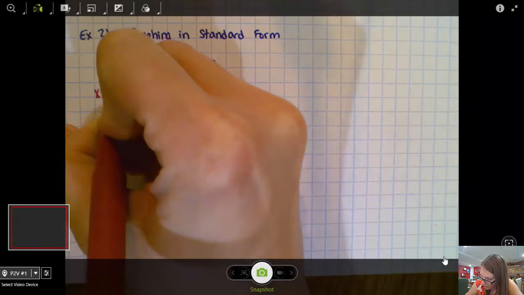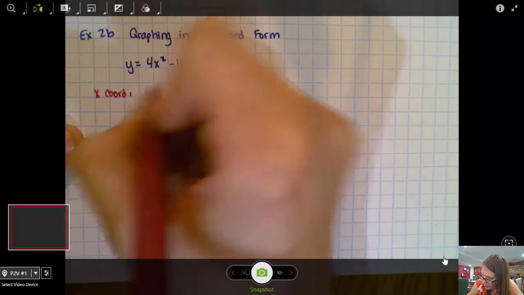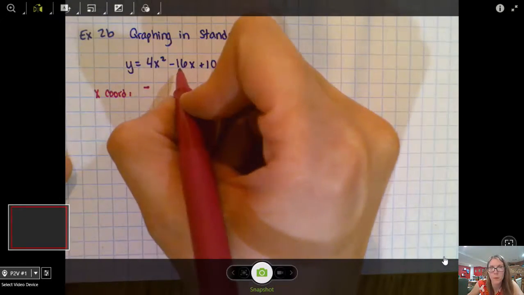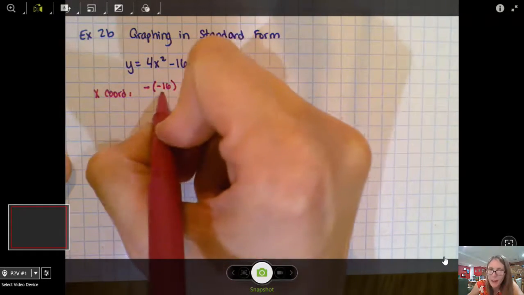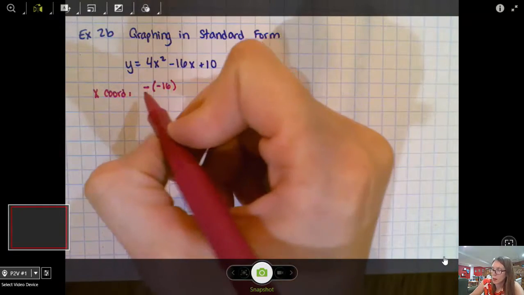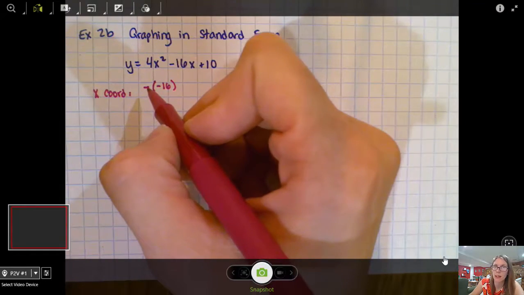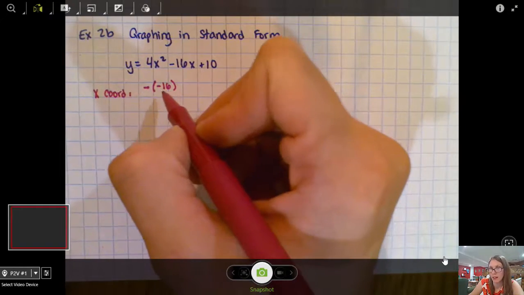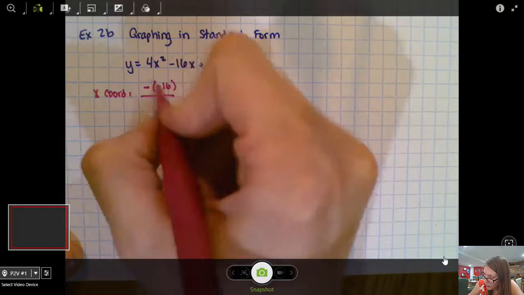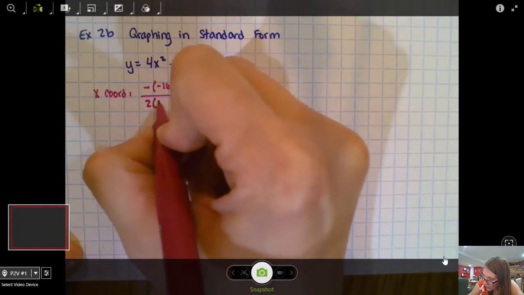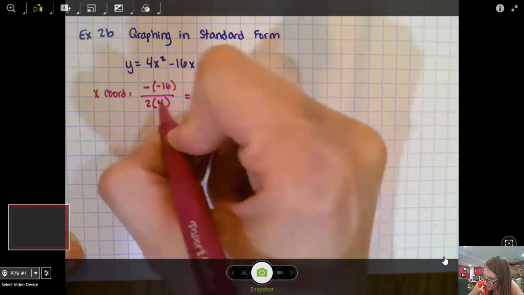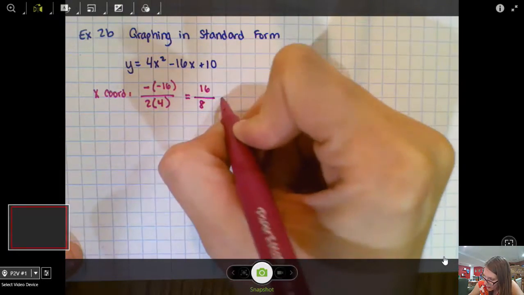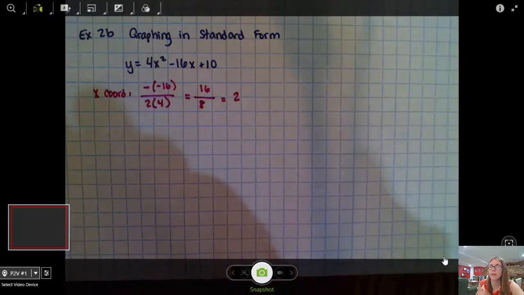The x-coordinate of our vertex is negative b. Well, b here is negative 16. This is where having that b value inside parentheses helps just to distinguish that this is our negative from negative b, and our negative here was just because our b value is negative. So negative b over 2a is negative (negative 16) is positive 16, and 2 times 4 is 8. The x-coordinate of our vertex is 2.